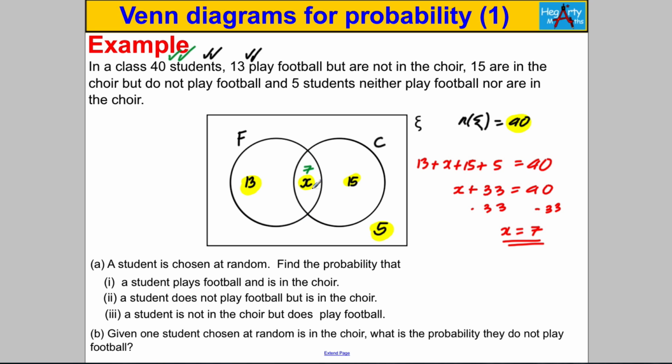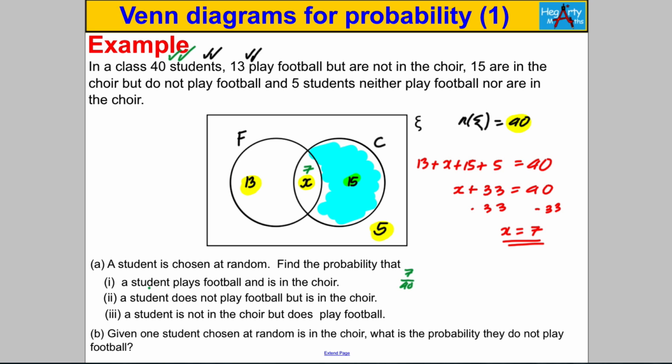Now we've got all the pieces of information we need to answer any question on probability. Let's have a go. Given that a student is chosen at random, find the probability a student plays football and is in the choir. So we know now there are 7 students who play football and are in the choir out of a total of 40. So we can just state the answer like that. Next it says find the probability a student does not play football but is in the choir. Let's label those. So does not play football but is in the choir. These students here are in the choir but they do not play football.